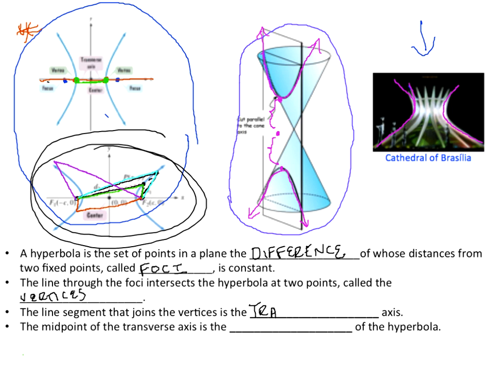We only have one axis with these hyperbolae, the transverse axis. So unlike the ellipse where we had two axes, the major and the minor, here we just have the one because these hyperbolas don't connect with each other. So we have the transverse axis there. And then the midpoint of the transverse axis, as you would suspect, is called the center.